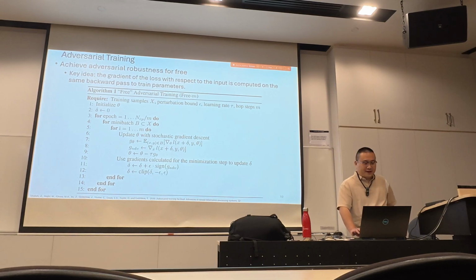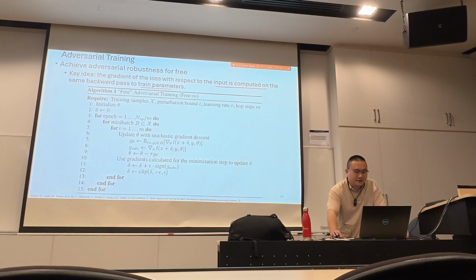And this comes the technique which is called adversarial training for free. The key idea is that the gradient of the loss with respect to the inputs is actually computed on the same backward pass when we update the model parameters. And here's the algorithm. Using this algorithm, we can implement adversarial training without introducing computational overhead.